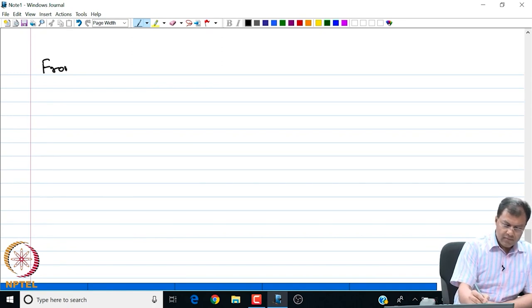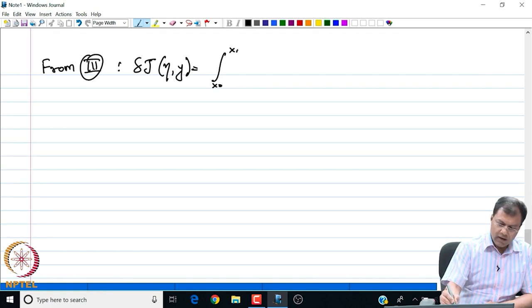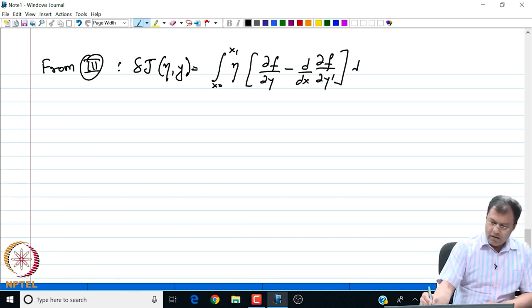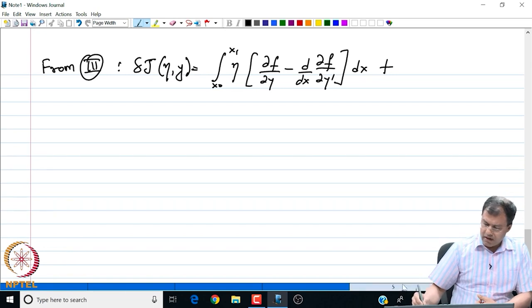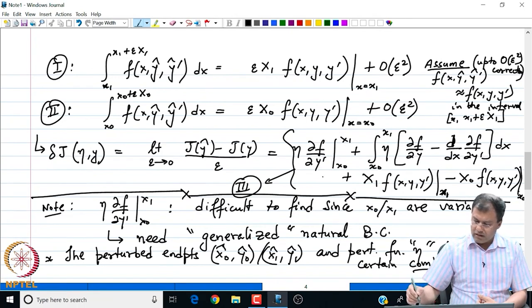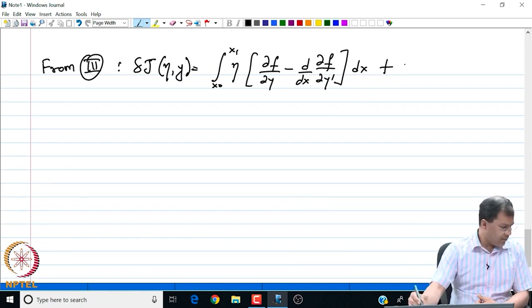So, from 3, my variation in J of eta comma y is the integral from x naught to x 1 of eta times (partial f partial y minus d dx of partial f partial y prime) dx plus, now I can substitute the value of eta. Notice that in 3 we have to substitute the value of eta at x 1 and the value of eta at x naught, which we can readily do using our consistency criteria. So, after substitution and simplification, we get the following set of quantities.